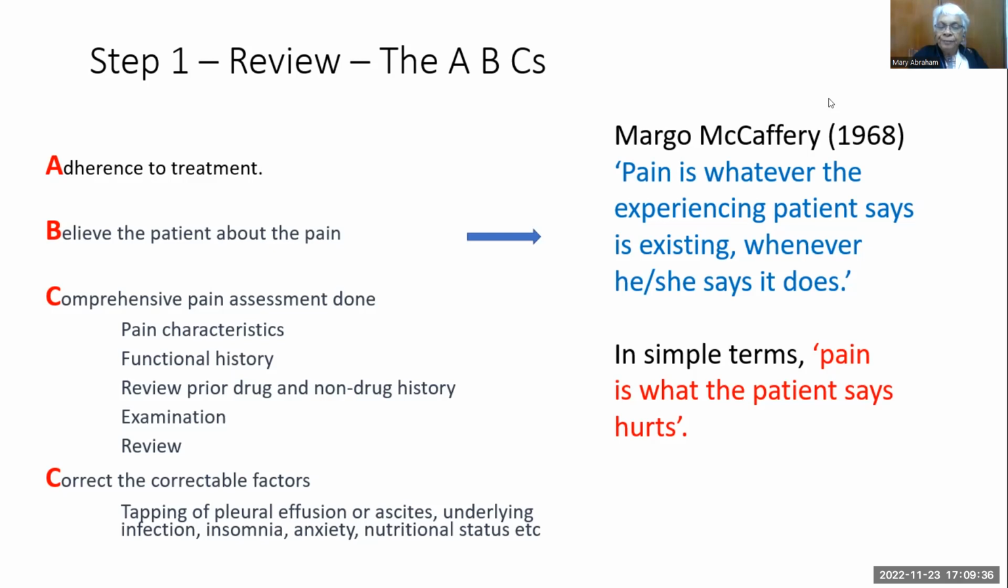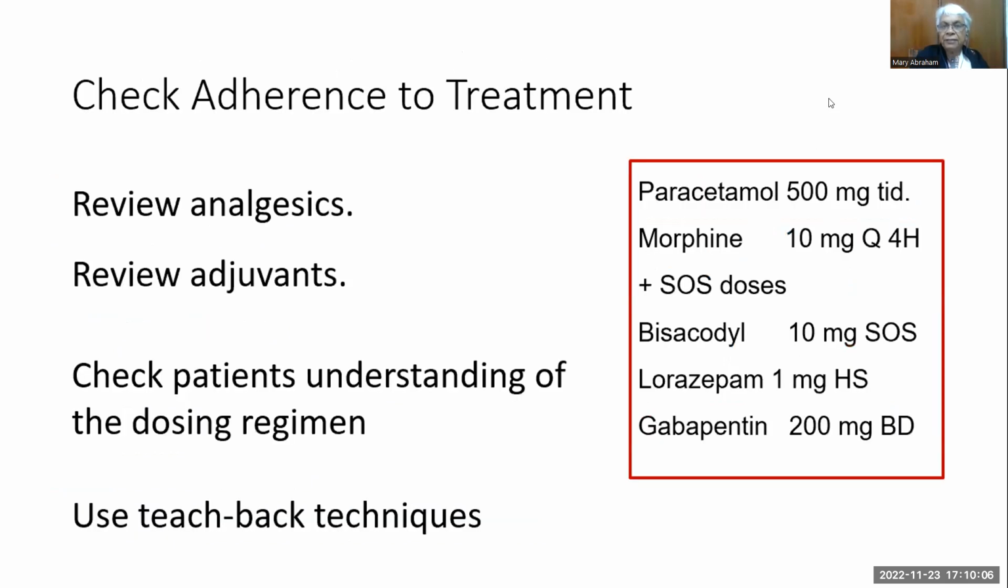There could be a superadded problem like a pleural effusion or an ascites, which can be contributing to the pain, that needs to be tapped. There could be an underlying superadded infection. There could be insomnia and anxiety. Remember, this insomnia and anxiety are actually opening the gate for the pain, so it enhances the pain the patient is feeling. Then his nutritional status, etc. So we need to correct the correctable factors.